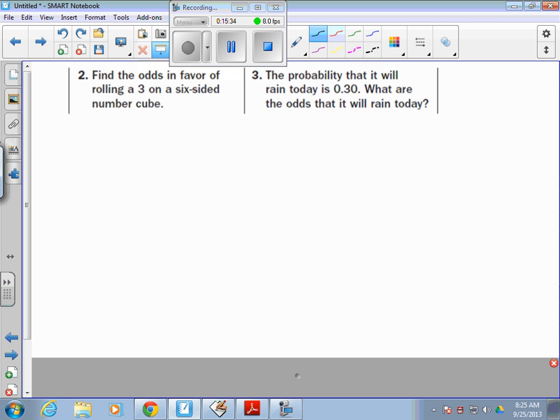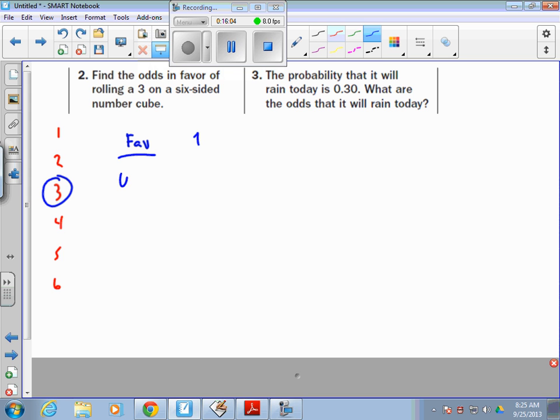Then it says find the odds in favor of rolling a 3 on a 6-sided number cube. Well, we know that there's 6 options. There's 1, 2, 3, 4, 5, and 6. Those are the only 6 things that could come up if you roll a die or a 6-sided number cube. It says the favor of rolling a 3. Out of those 6 numbers, only one of them's a 3. So the favorable is 1.